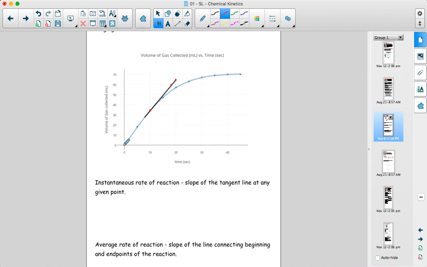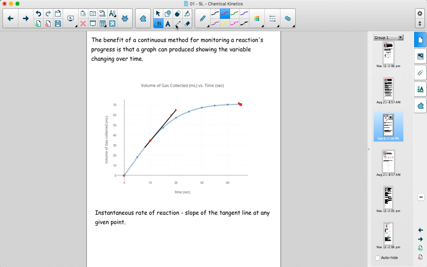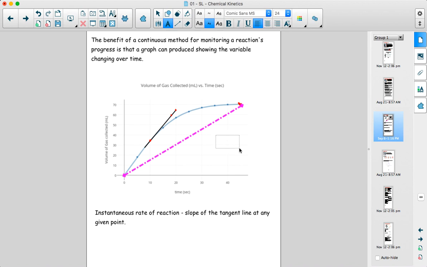We can also use these continuous curves to find out the average rate of reaction for the whole reaction. So this is when the reaction starts, and when the thing plateaus and we get a slope of 0, that's when the reaction is over. So this is like the end way out here. And so if I wanted to know the average rate of reaction, then I would want to try to draw a line from the very beginning to the very end, and I would get the slope of that line. And so the slope of the line from the very beginning to the very end would represent the average rate of reaction.